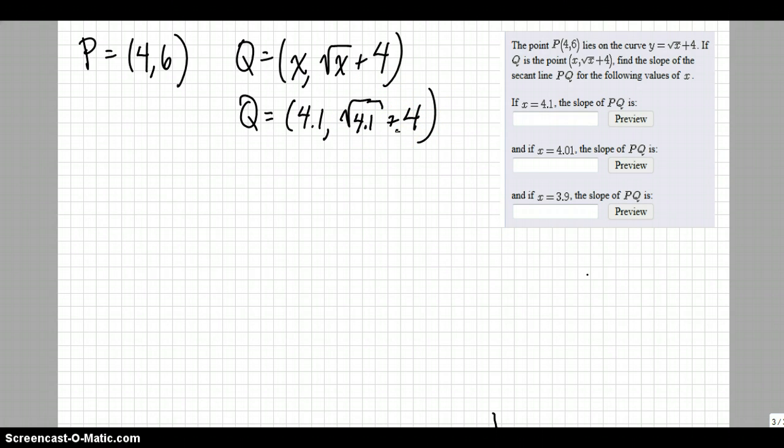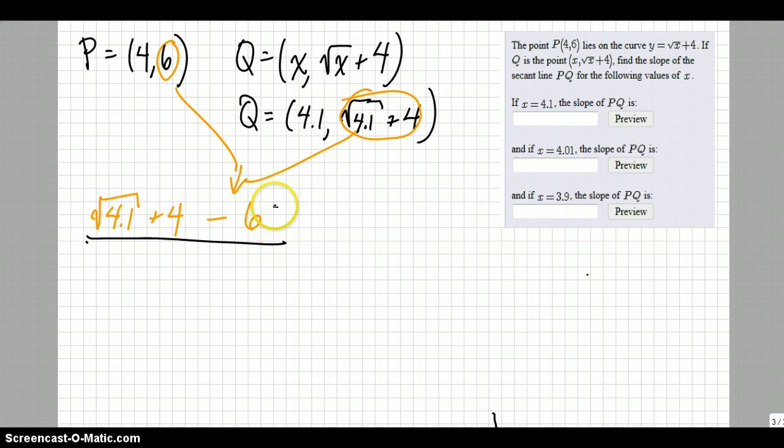And now I have to find the slope of this particular secant line. The slope of any line is the rise over the run. So these two are going to combine together to give us the rise: the square root of 4.1 plus 4 minus 6. And on the bottom, we take the difference in the two x values, which gives us our run, and we have to subtract them in the same order.